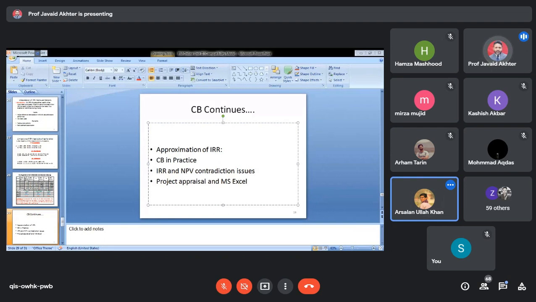How much money have you deposited? Every year you are depositing 1 rupee. How many rupees must you have deposited in 30 years? 30. If you convert to present value, what will happen? So reference to the table is a necessity. Without this table, it is difficult to calculate.